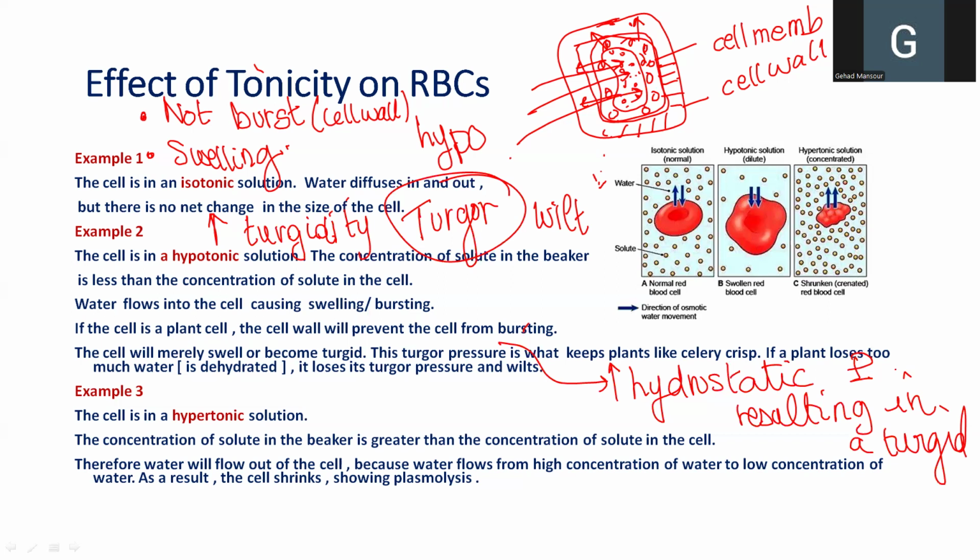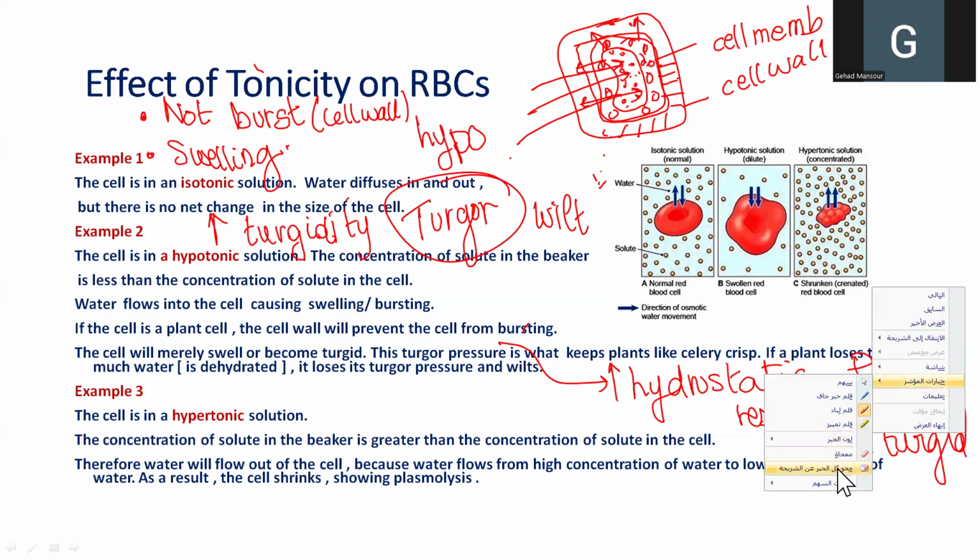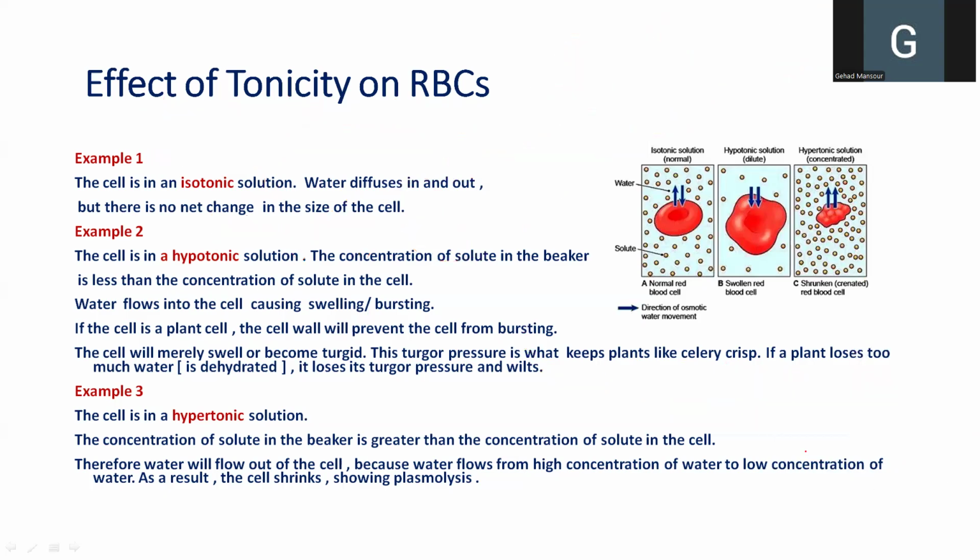Let's read the slide in order to see whether we have missed something. So in example 2, the cell is in a hypotonic solution. The concentration of solute in the beaker is less than the concentration in the cell, meaning that the concentration of water is more. So water flows into the cell, resulting in swelling and bursting.